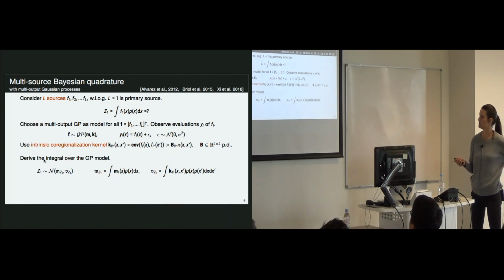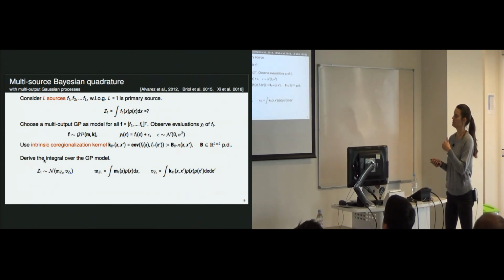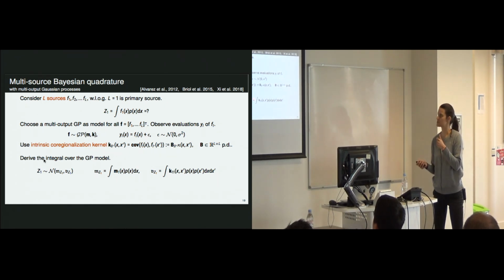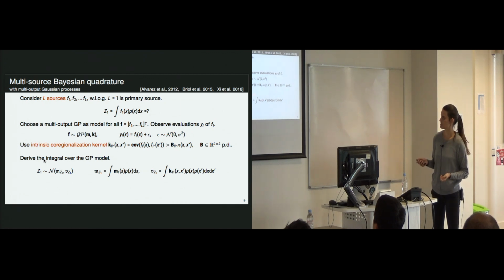Now, the kernel you can use is an intrinsic coregionalization kernel, which looks like this. So the kernel would be the covariance between a function value of source L at X with a function value of source L prime at X prime. And with the intrinsic coregionalization kernel, you assume that they factorize into a term that correlates the sources and a term that correlates the outputs based on the input only. And B would then be a parameter you need to learn. And the math goes the same.